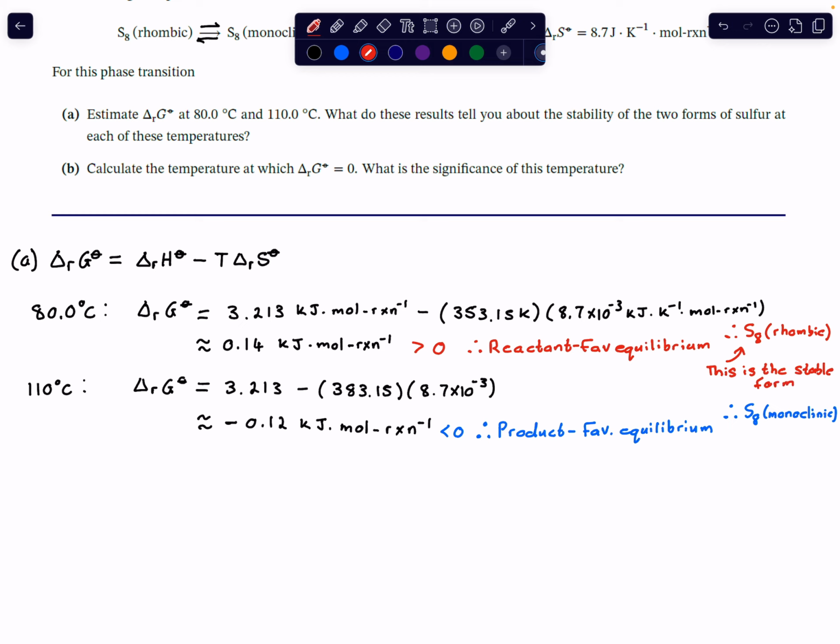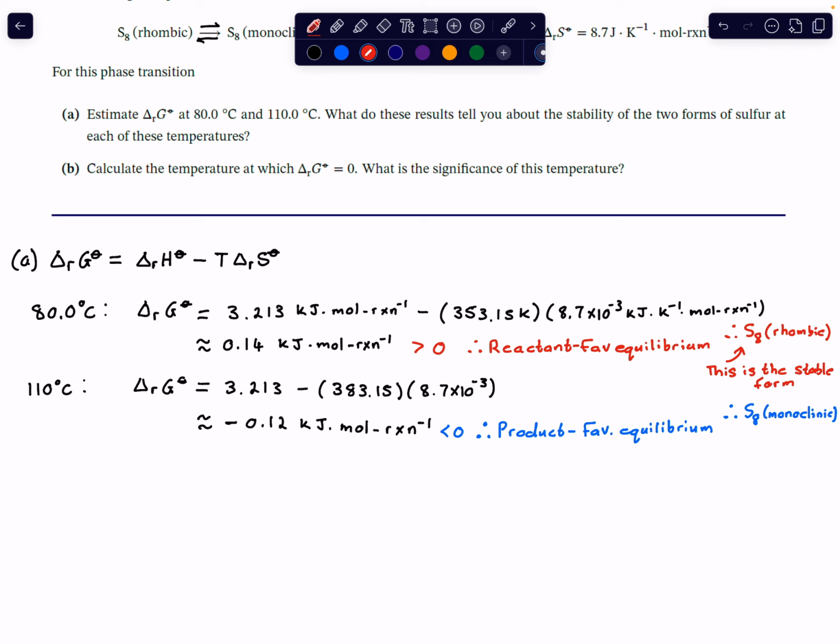Why? Because it's the species that is in excess. It's the species that's existing. It's a reactant favored equilibrium because it is thermodynamically the favored species. It's the species that wants to exist. It's exactly the same if you want to put it in a different perspective, like water.